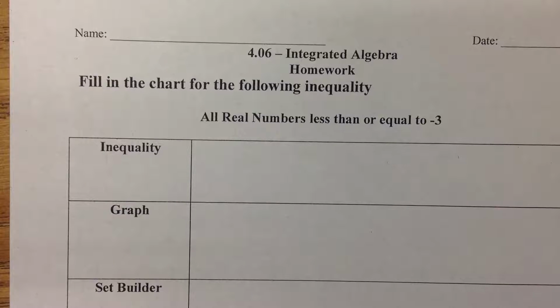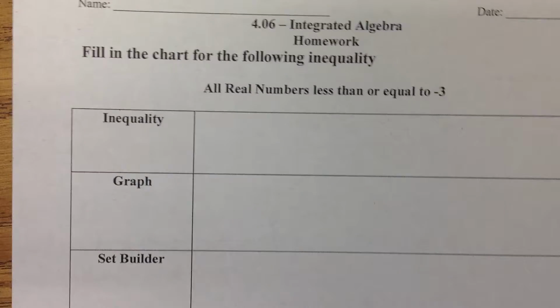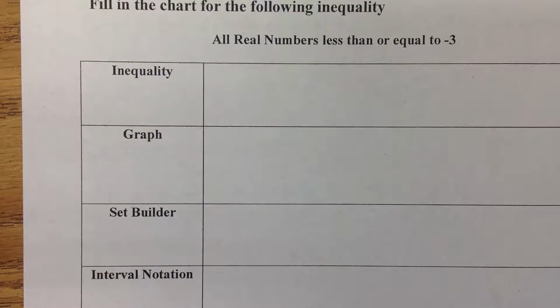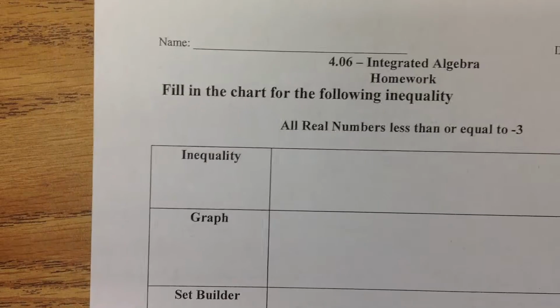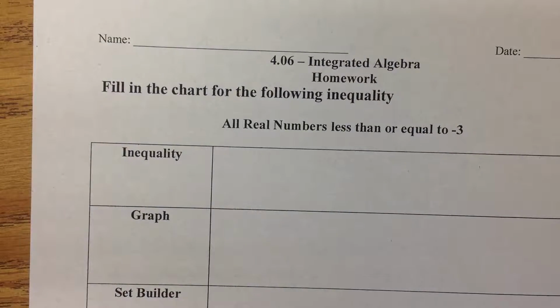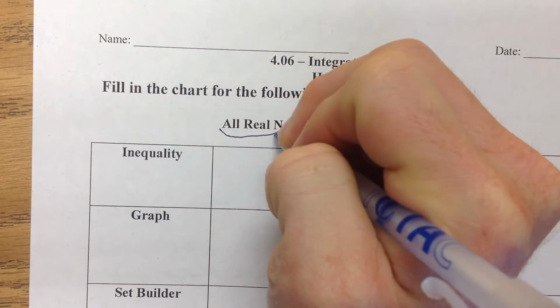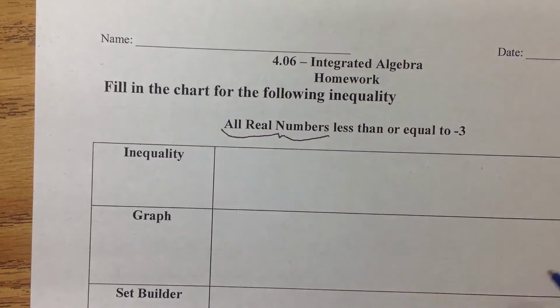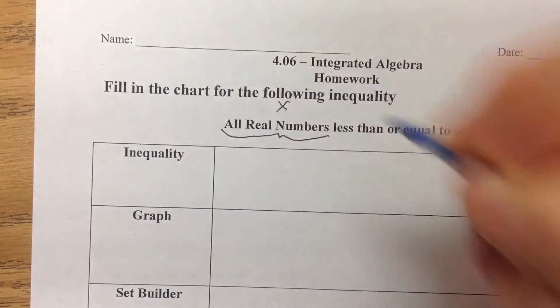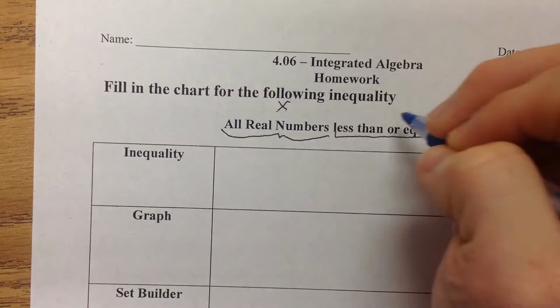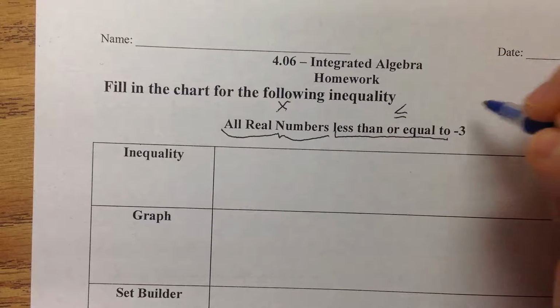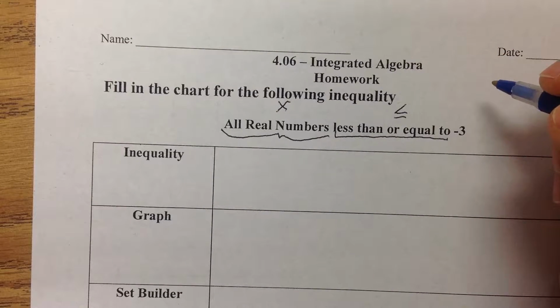All real numbers less than or equal to -3. And we're going to do it as an inequality, as a graph, using set builder, and using interval. So this is so that you can see all of the different forms that are available for essentially the same problem. So if we take a look at this, all real numbers less than or equal to. So this all real numbers part is basically our code for x less than or equal to. Okay, we're going to have our less than or equal to sign, and then the -3 is just a -3.